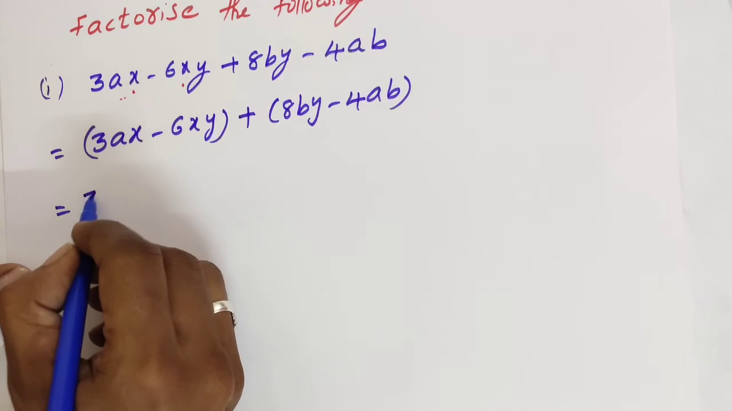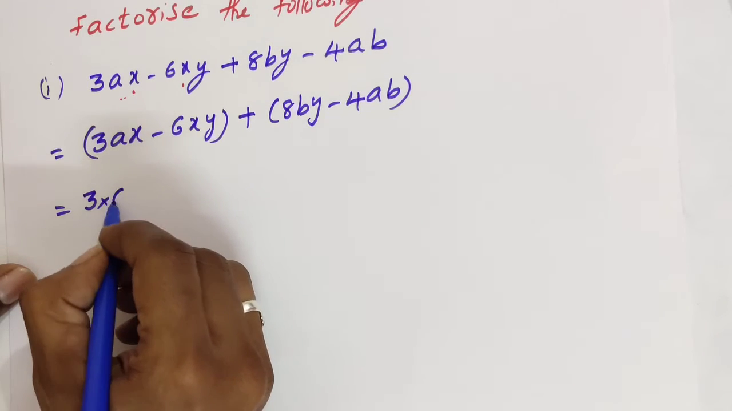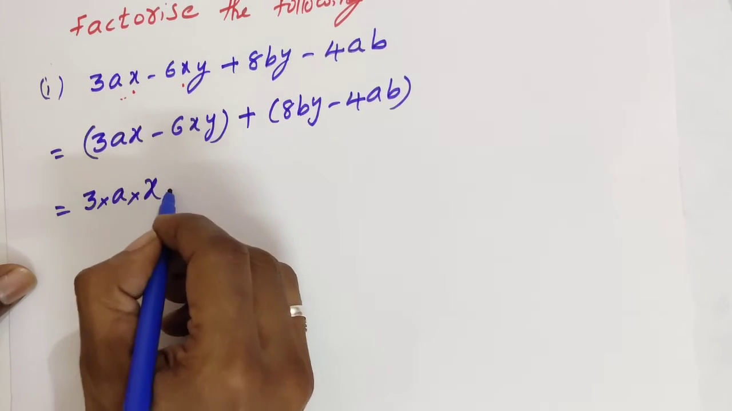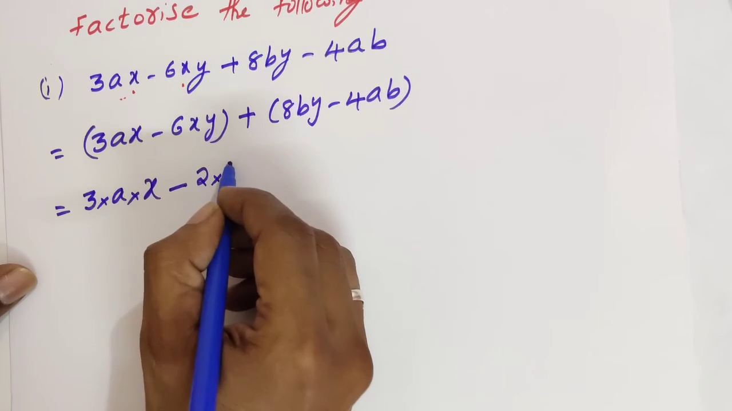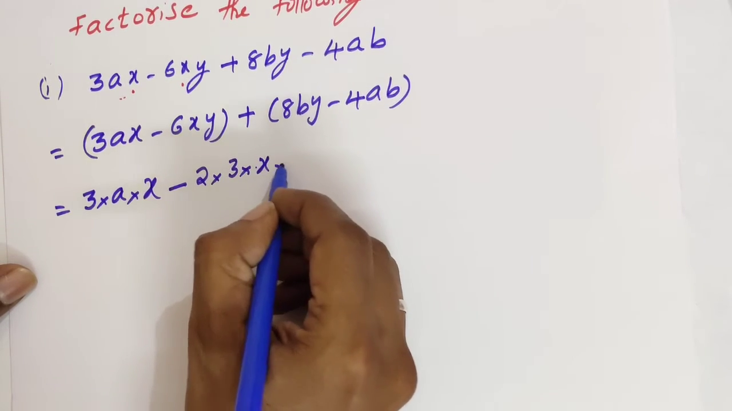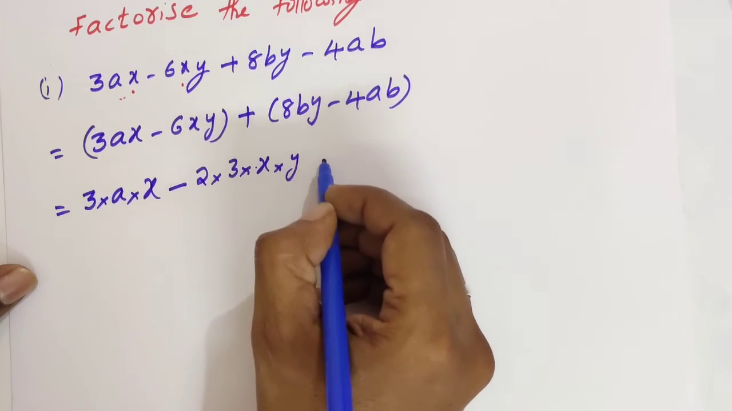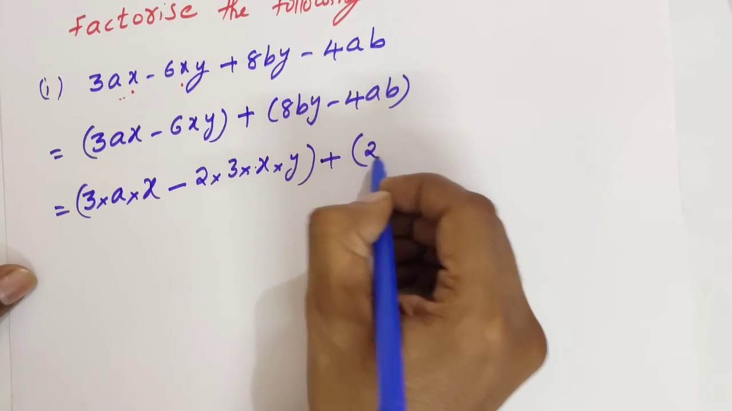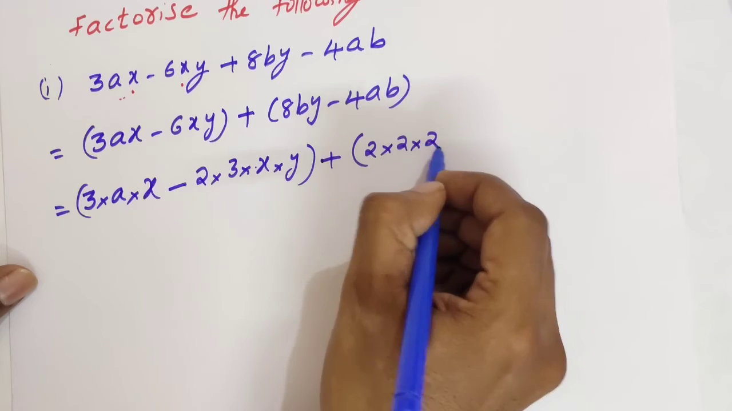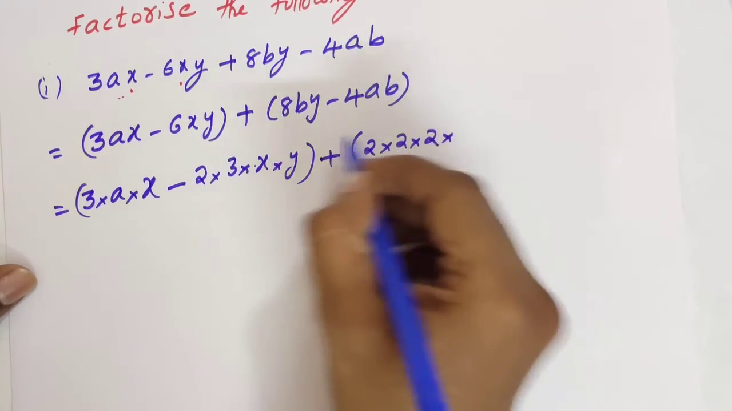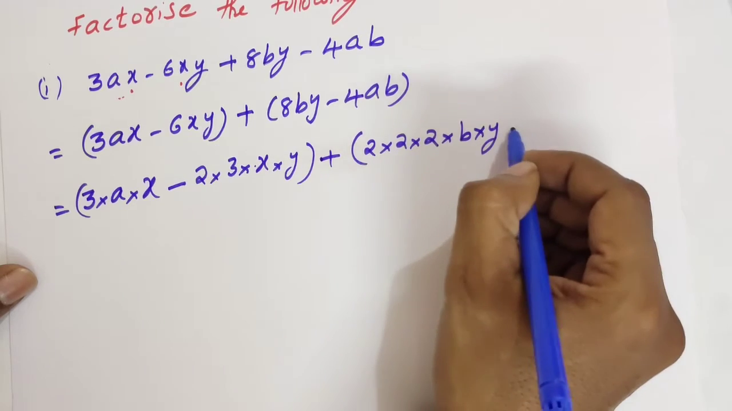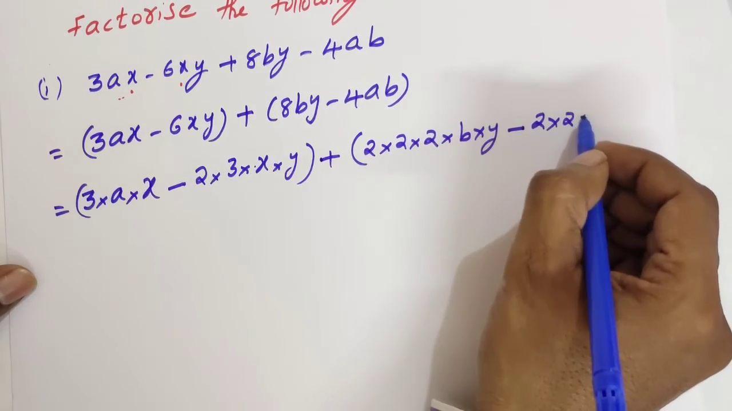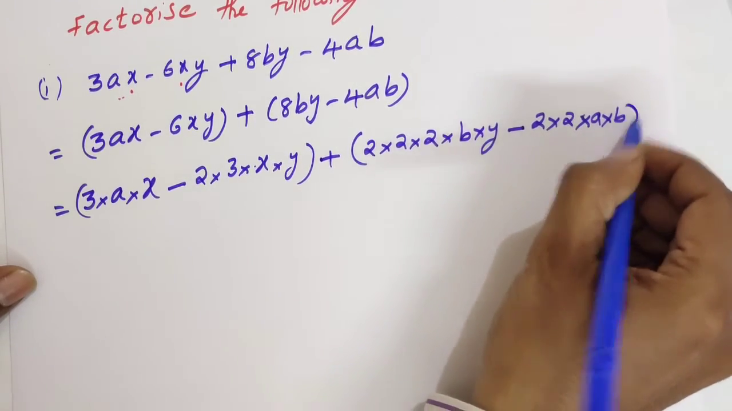Now here 3ax can be written as 3 into a into x, minus 6xy, now the 6 is 2 into 3 into x into y. Okay, now in the second group, 8 can be written as 2 into 2 into 2, as we know 2 to the 4, 4 to the 8, and then b into y, minus 4 can be written as 2 into 2 and ab as a into b.